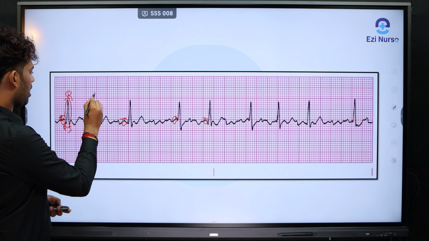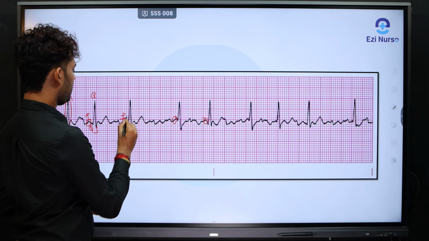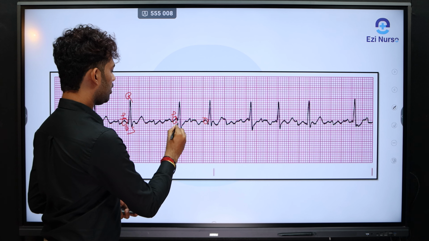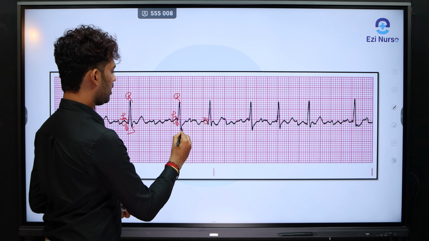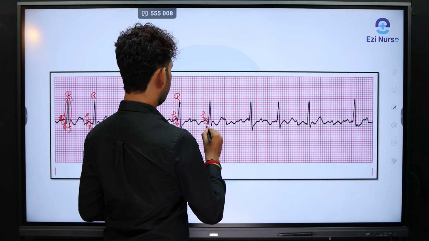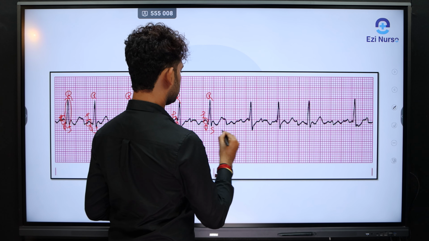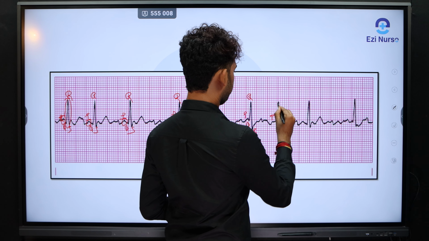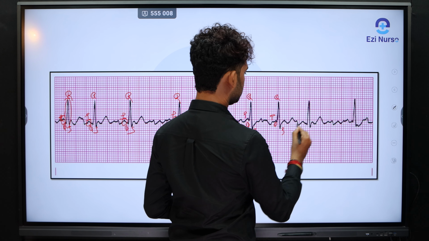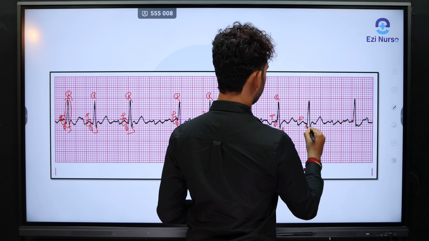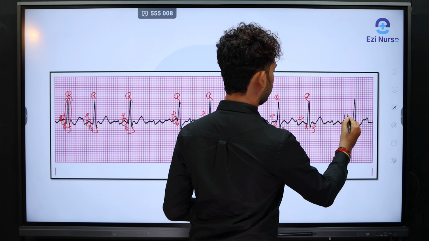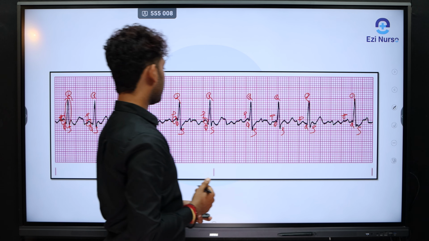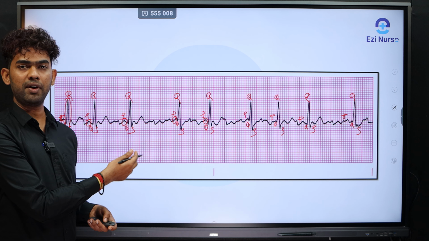P, Q, R, S. P, Q, R, S. Okay, so here the P wave is not normal.